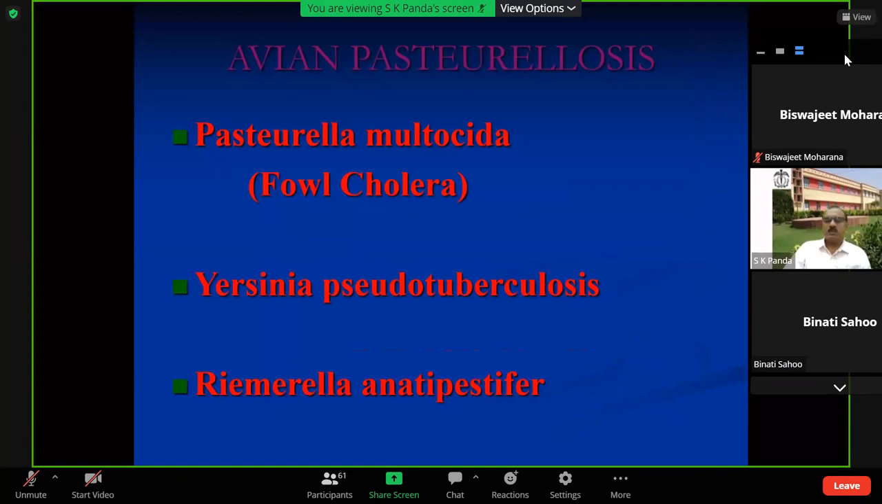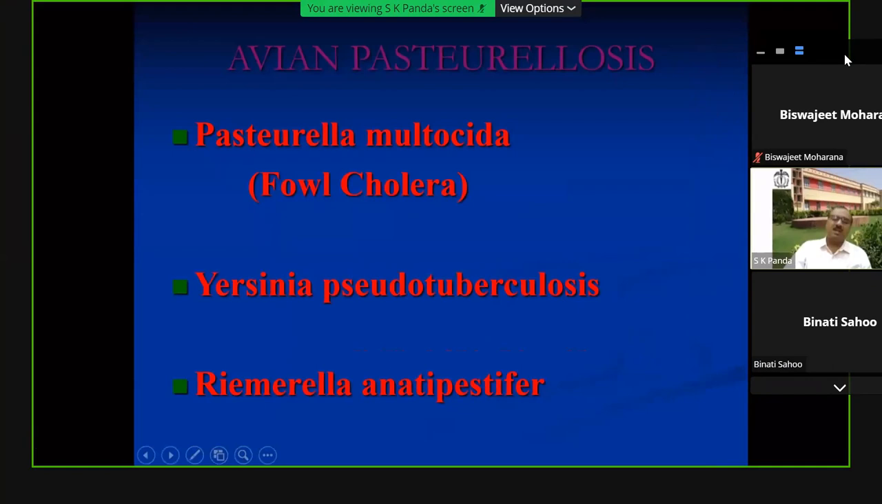So this is very common, many times Pasteurella multocida, which is popularly called fowl cholera. Besides, Yersinia pseudotuberculosis and Riemerella anatipestifer also come under this group. But we will be more concerned with Pasteurella multocida. As you know, this bacteria, again like E. coli, is present everywhere. Omnipresent, again an opportunistic bacteria. At any time this disease can crop up in animals and also in bats.